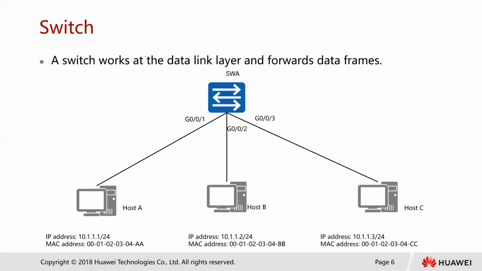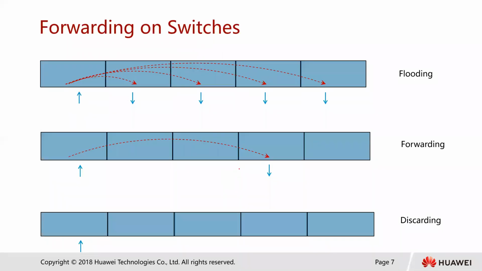We said a switch works at the data link layer, which is layer 2, and forwards data frames, right? If we have host A, host B, and host C, and they want to communicate, we connect different users on these networks, but then the switch has to forward packets between them. Our switch has three different modes: the flooding mode, the forwarding mode, and the discarding mode.